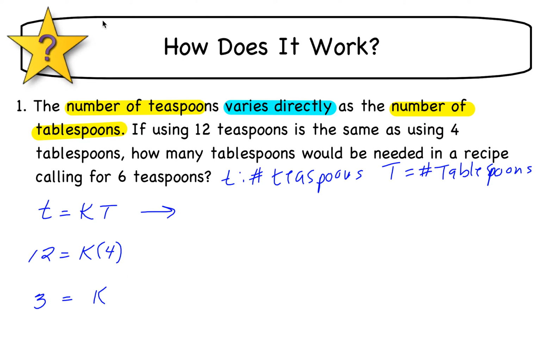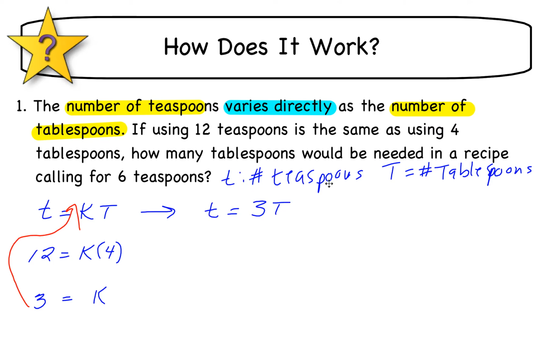So the next step that you're always going to do, okay, this process remains the same. Once you solve for k, you want to go ahead and substitute it back in for k. So that gives us the equation t is equal to 3 times big T. Little t equals 3 times big T. This is our direct variation equation.